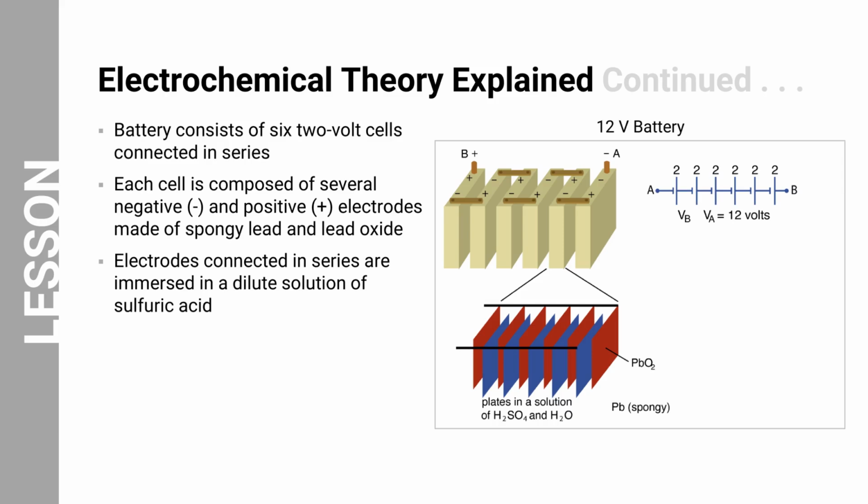So, what is a battery made of? A battery consists of 6 2-volt cells connected in series. Each cell is composed of several positive and negative electrodes made of pure, spongy lead and lead oxide. Electrodes connected in series are immersed in a dilute solution of sulfuric acid.